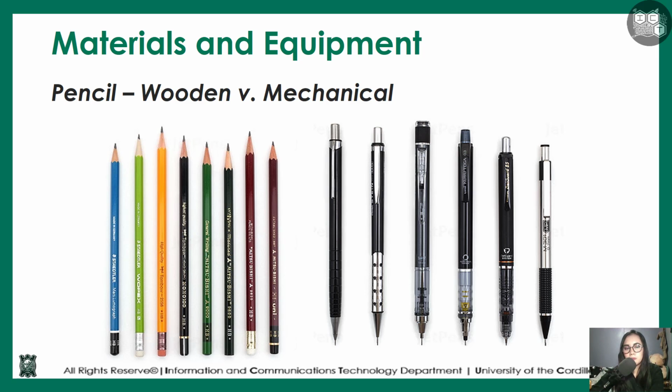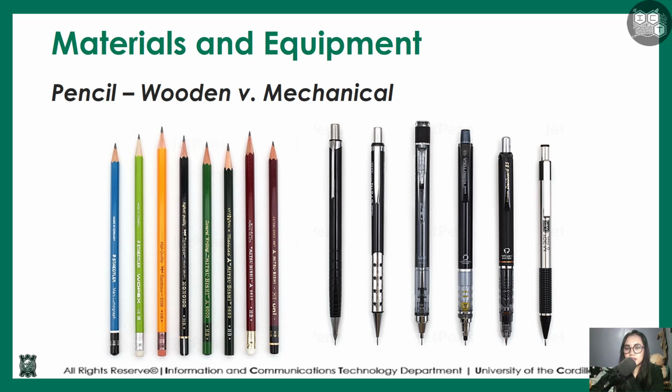So for example, a wooden pencil is of course a lot cheaper compared to a mechanical pencil, and they tend to have more grades. So you can have an HB and then an F or a 2F for you to have different types of pencils.